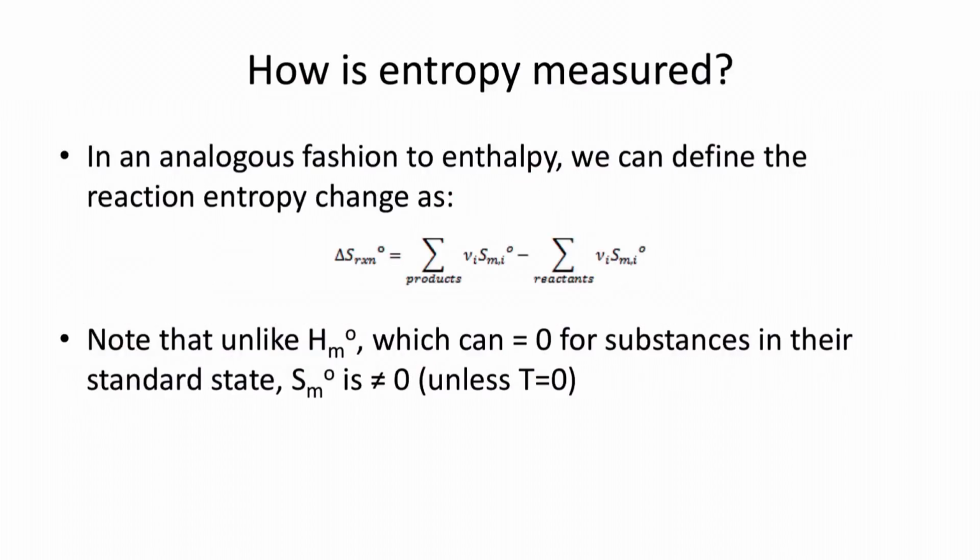So how do I calculate or measure entropy? Well, pretty much the same way that I do it for enthalpy. I can define delta S for the reaction, the change in entropy for the reaction, as being equal to the sum of all of the entropies of the products minus the sum of all the entropies for the reactants. Once again, the little circles mean standard state. The big difference here is I'm using S and not delta S, whereas for enthalpy, I use delta H. This is because we can't really assume that entropies are ever zero unless temperature is absolute zero.